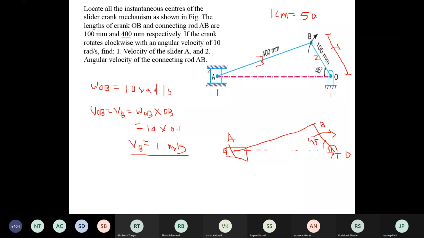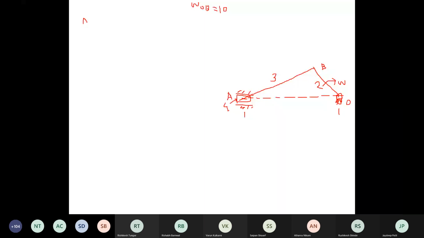Correct? Once you get the number of links, you have to find out the number of ICRs. N is equal to N into bracket N minus 1 upon 2. How much is it? The number of ICRs are 6. Once you get the number of ICRs, you have to make a table of ICRs. On the first row, mark the links 1, 2, 3, and 4.